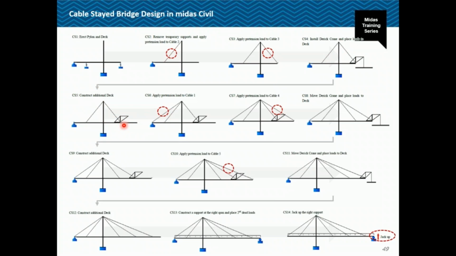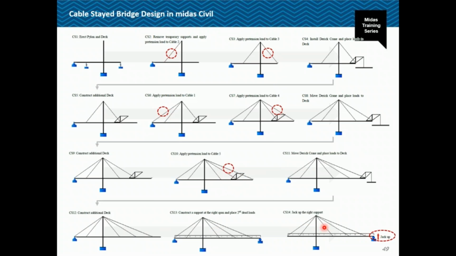Here the wet concrete load of the next segment would be acting at this point, where it would create a vertical load and a moment. Next, CS6, apply pretension load to cable 1. Then cable 4 is installed and then pretensioned. CS8, where the derrick crane moves and places the loads on the deck. The next segment would be erected, then construct additional deck, then cable 5 would be pretensioned.